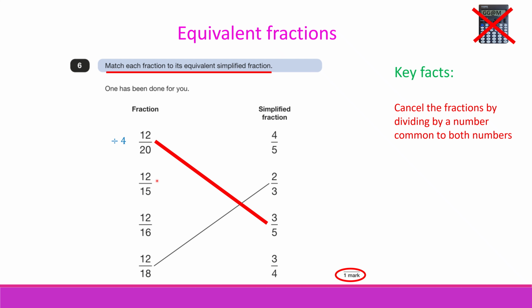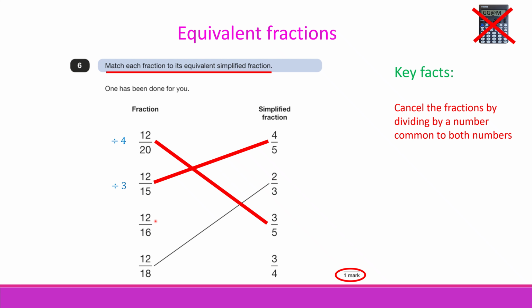The next fraction here, we can't just halve because 15 is an odd number. So we need to think about what number goes into 12 and 15. Both these numbers are in the 3 times table. And if it helps you to write out your 3 times table first, then write down your 3 times table before to help you cancel this fraction. So we've got to do 12 into 3. Now 12 divided by 3 is 4. 15 divided by 3 is 5. So we're looking at the fraction 4/5, so 4 over 5.